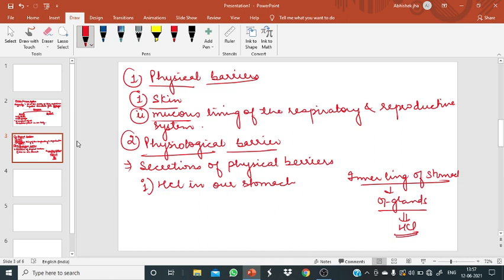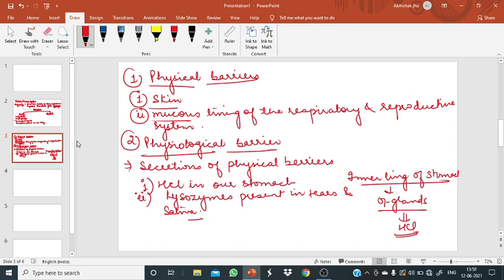And the second thing is lysozymes. Lysozyme is an enzyme that breaks the cell wall of bacteria and other microbes. It is present in our tears and saliva. So lysozymes present in our tears and saliva also help to fight against pathogens. So it is another type of physiological barrier.